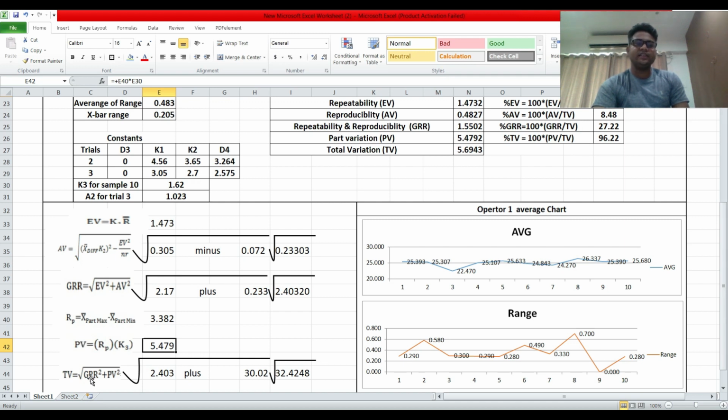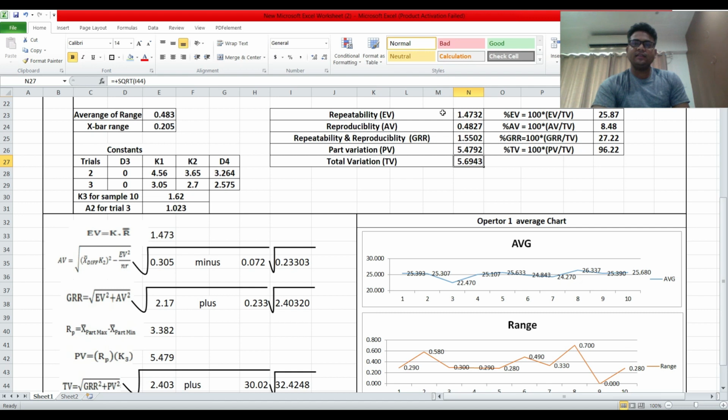TV, total variation. Total variation is the square root of GRR square plus PV square. Here GRR square is 2.403 plus PV square is 30.02. So its square root will be 32.4248, and the square root of 32.4248 will be the TV value, 5.6943. So guys, here we calculated all these indicators.